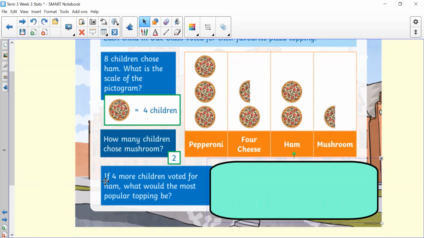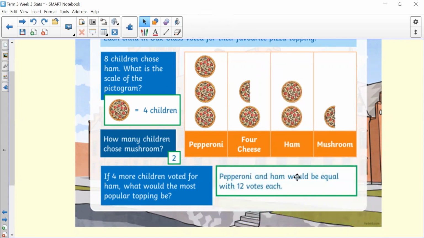Okay, now it says, if 4 more children voted for ham, what would the most popular topping be? So if 4 more children voted for ham, what would the most popular topping be? Pause it and have a little think. Pepperoni and ham would be equal with 12 votes each. Okay, well done, because there's 3 here. Okay, and 4 times 3 is 12. And then if we added 1 more pizza, which is 4 children, then it would be exactly the same.